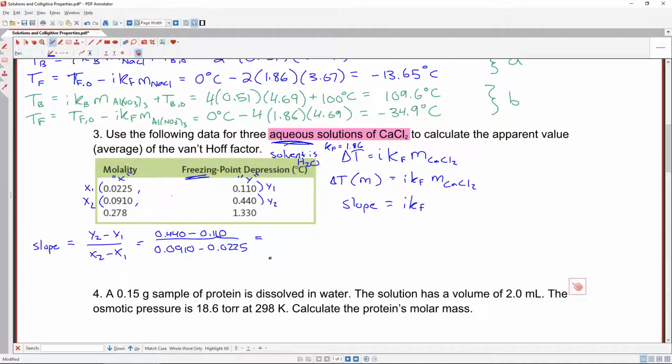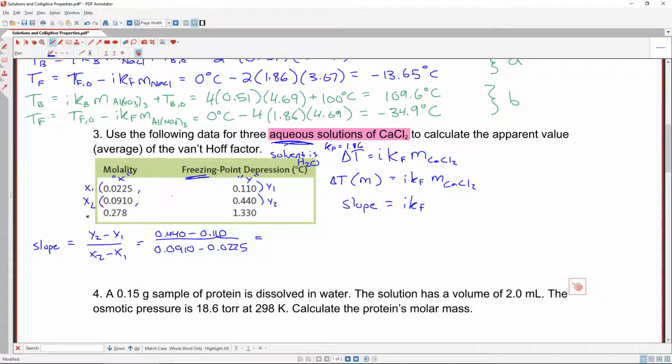Now, this is going to be some i times Kf. However, this is gathered data. There's experimental error. So we're going to have to use as much data as we have. It's not sufficient just to do this between 2 points. We're going to use all consecutive pairs of points to eliminate error. Calculate iKf for each consecutive pair of points, and then average those values together to get an averaged iKf value, right?